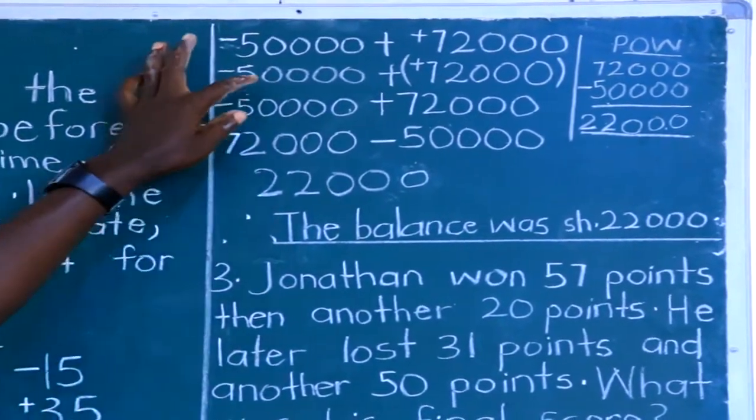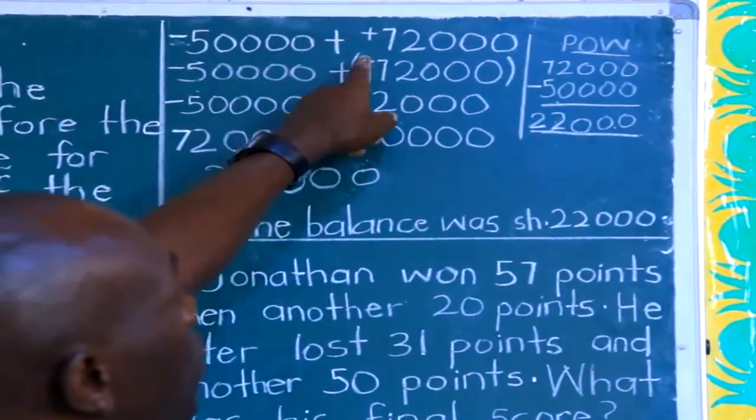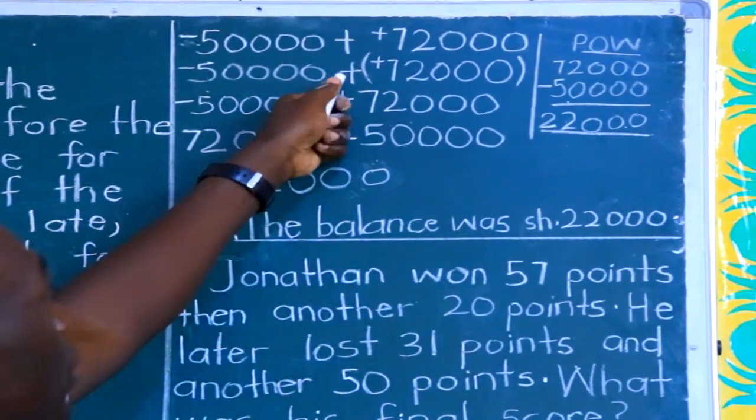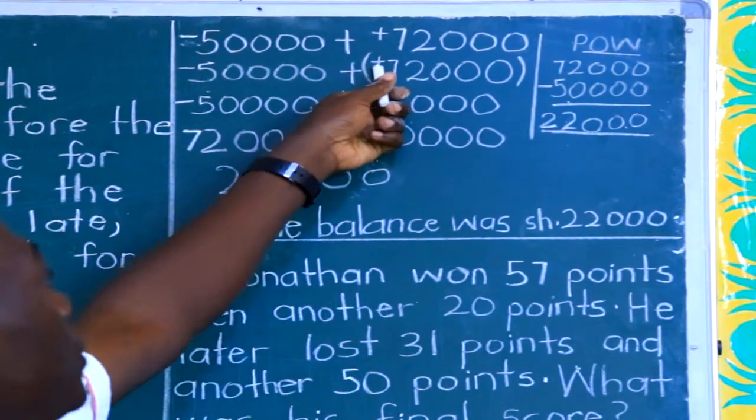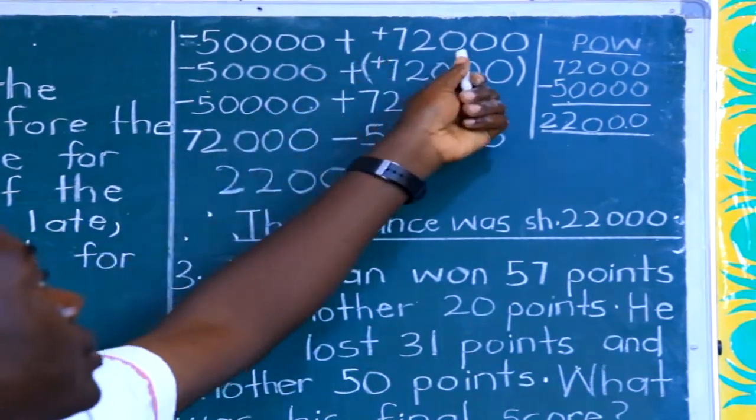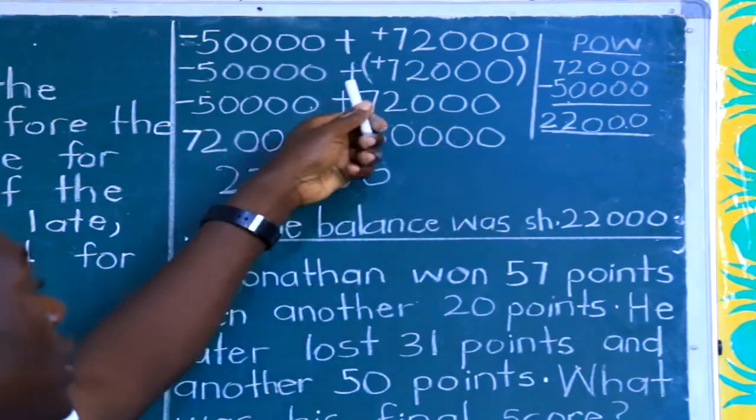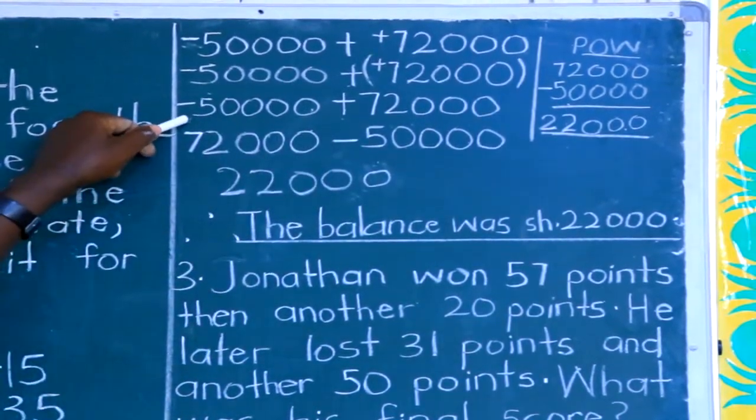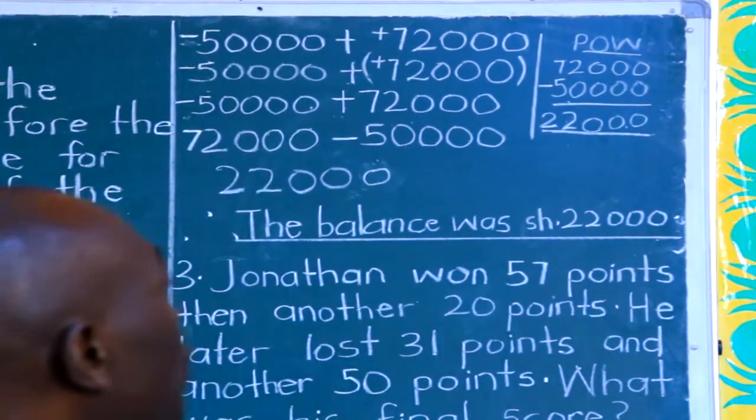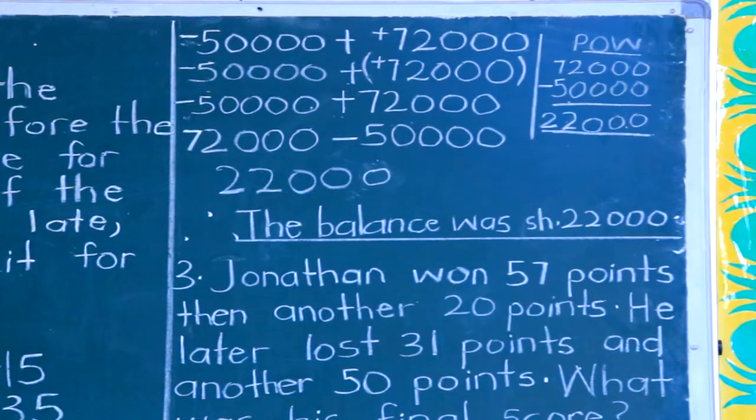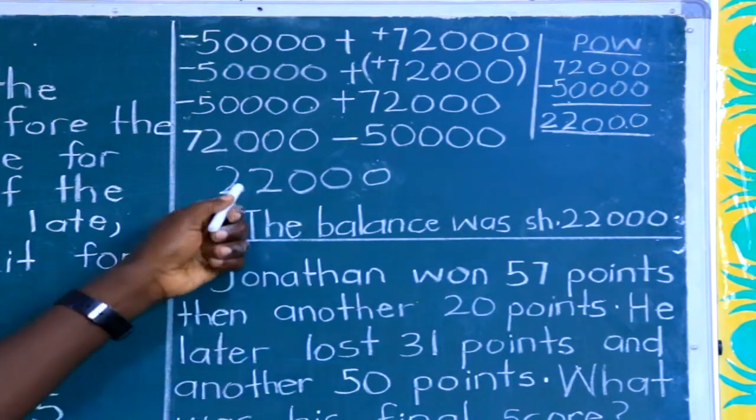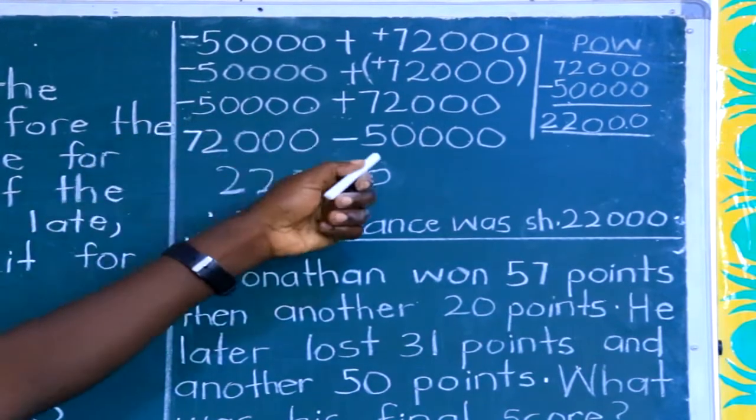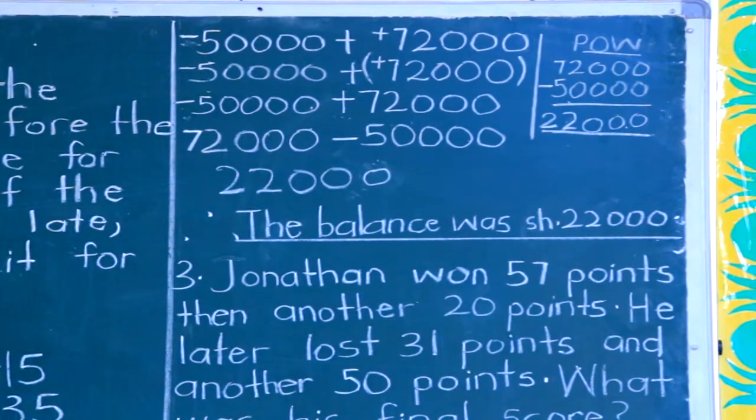So then continue and say negative 50,000 plus positive 72,000. What do you then do? Because we have these two signs together, we eliminate through multiplying. So put this in brackets so that a positive and positive get a positive. So in the next step, I've got negative 50,000 plus 72,000. And as we said before, wherever a negative leads a positive, or wherever a minus leads a plus, we interchange.